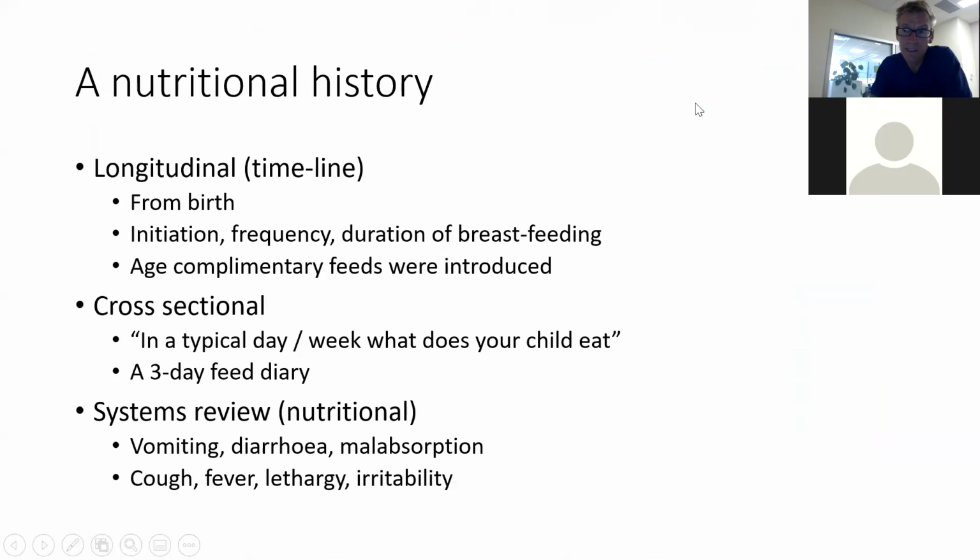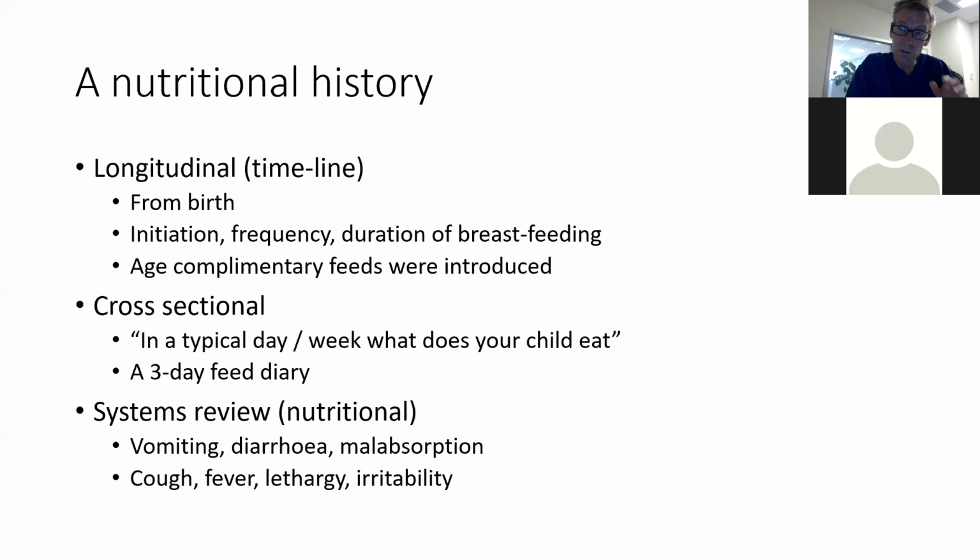When we're taking a history, so that's how to identify failure to thrive from the anthropometrics or the mid-upper arm circumference or some other trigger, we need to know how to take a good nutritional history. And there's 3 parts to it, I think. The first one is a longitudinal history. So longitudinal means like along a timeline.